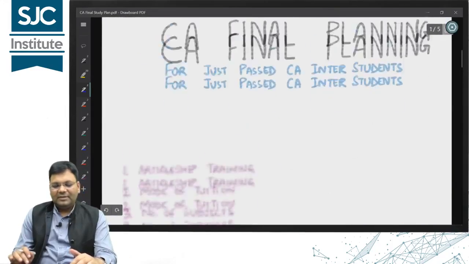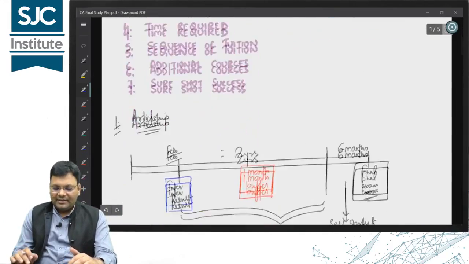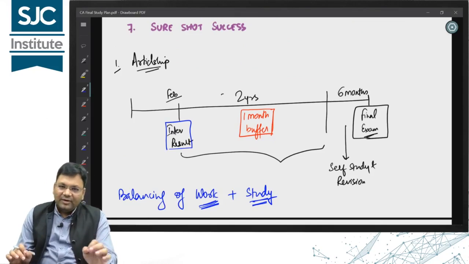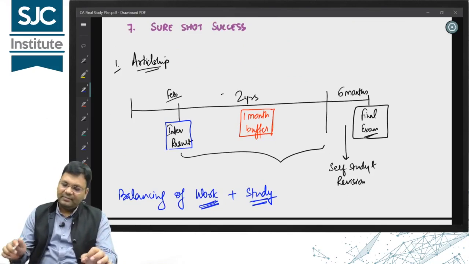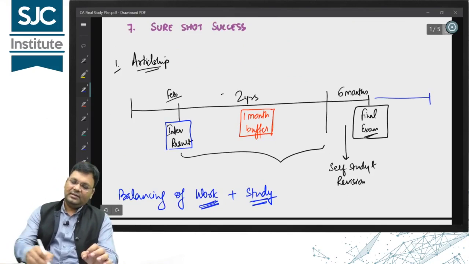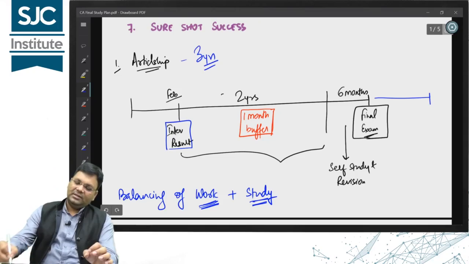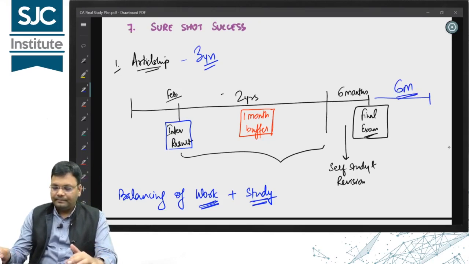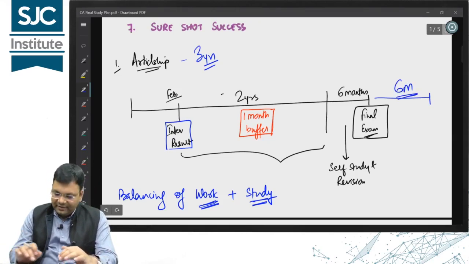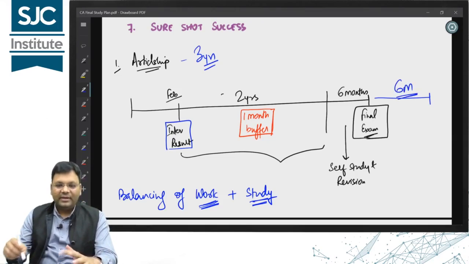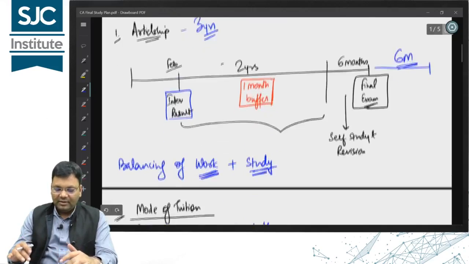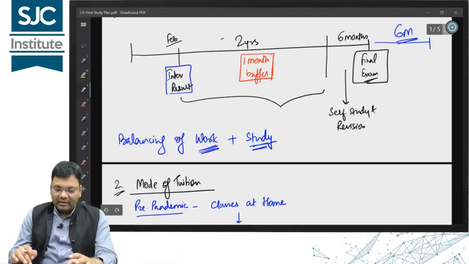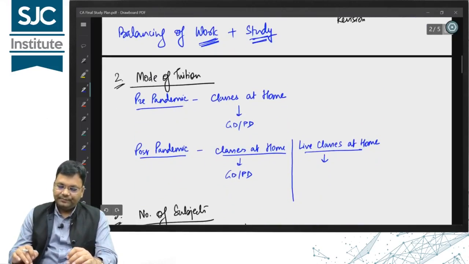So to sum up, I shared with you that articleship training is required for 2.5 years before the final exam. Ideally it is 3 years. Articleship is of 3 years, but the last 6 months is done after giving the final exam. And in that I have divided it into 6 months of self-study, 2 months of tuition with 1 month buffer. Alright. And you have to also prepare your mind for balancing work with study.